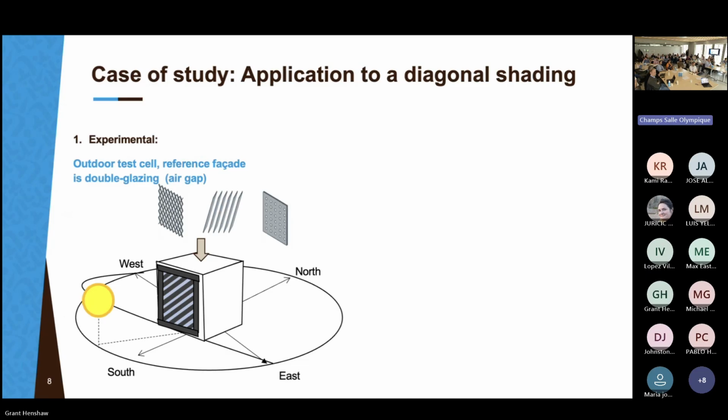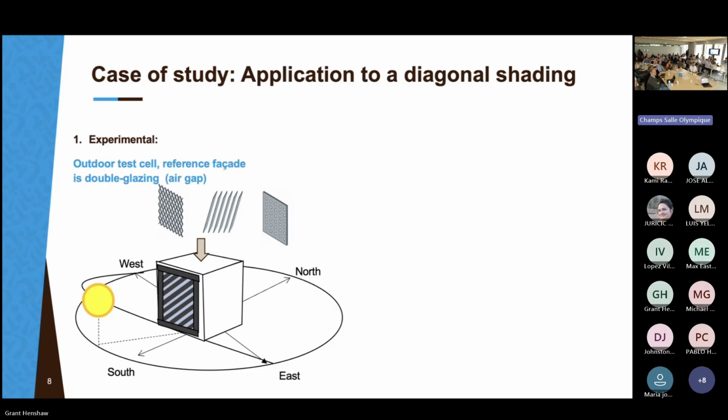So, a case study of this methodology. There are other detailed steps of this methodology, but in order to apply it, we worked with a shading device that is diagonal. The slats are diagonal and they are not movable, but the tilt angle of these slats was calculated by a third-party company, where this shading was designed to allow solar rays during winter and block them during summer.